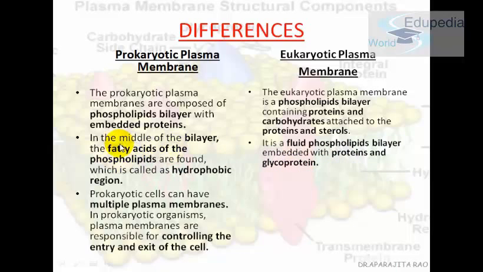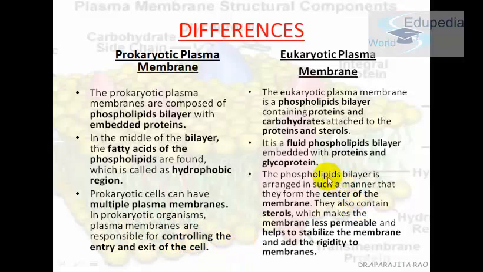Then prokaryotic cells can have multiple plasma membranes. This is not there in eukaryotes; eukaryotes can have only one plasma membrane. In prokaryotic organisms, plasma membranes are responsible for controlling the entry and exit of the cell. In eukaryotes, the phospholipid bilayer is arranged in such a manner that the fatty acids form the center of the membrane, similar to this one.